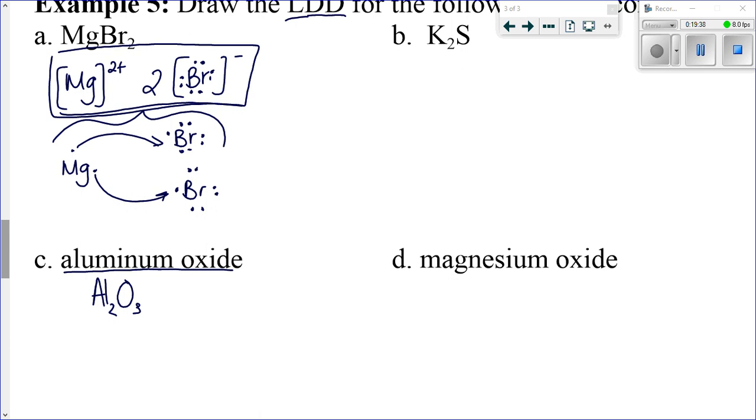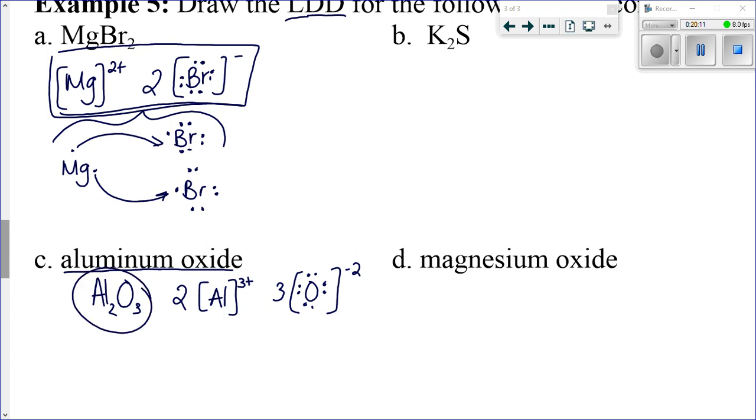So now let's write out our ionic, let's do the Lewis dot diagram. We have 2 aluminums that lost 3 electrons each, which is combining with 3 oxygens that gained 2 electrons each. Now, the net charge of this compound is 0.